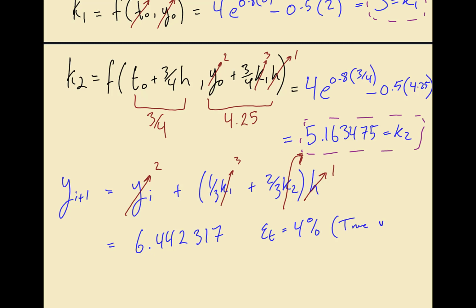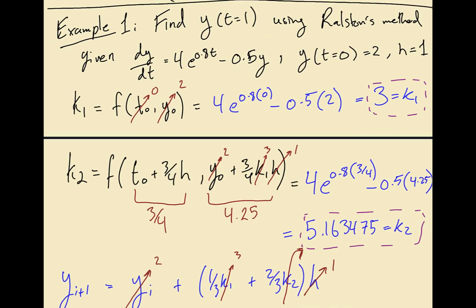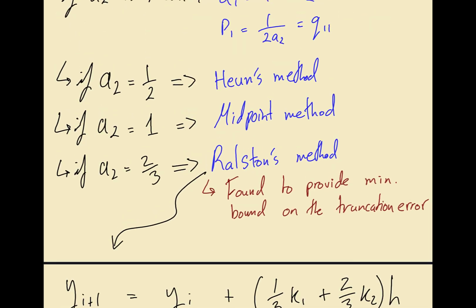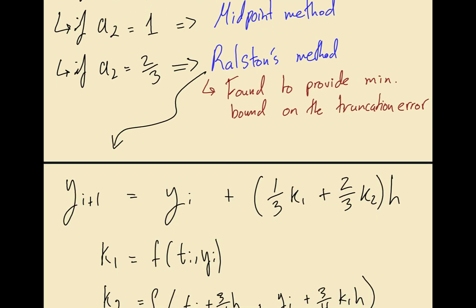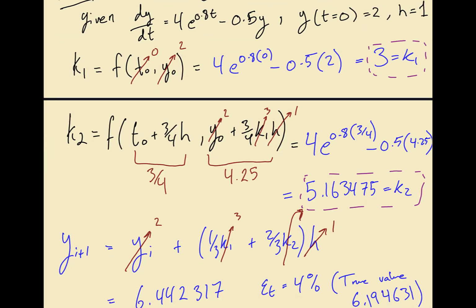Why? Because the true value from the previous lectures is 6.194631. Okay? So 4% is half of the actual error we got from the modified Euler's method. So this is obviously, like we mentioned, better than the modified Euler's method, which is Heun's method. So the Ralston is much better, as we see here.